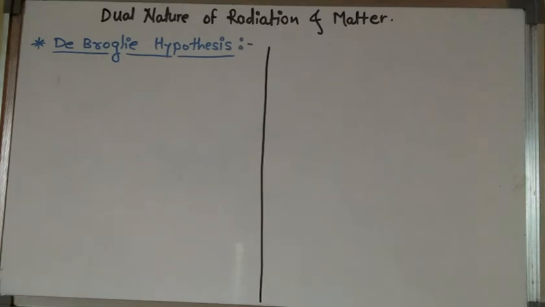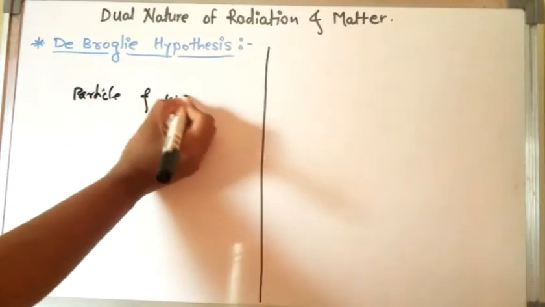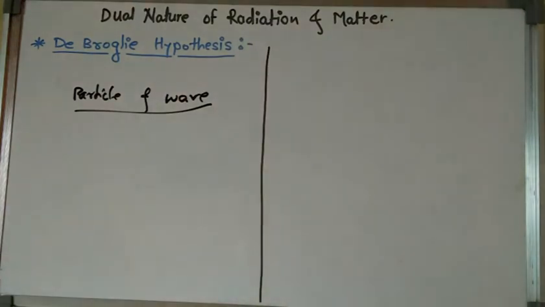We know that light or any radiation or matter has dual nature, that is particle nature, and second one is the wave nature. Sometimes that light, radiation or matter acts as a particle, or sometimes it acts as a wave. But in this de Broglie hypothesis we are going to discuss that a matter or a radiation has a dual nature, that is both particle as well as wave nature.